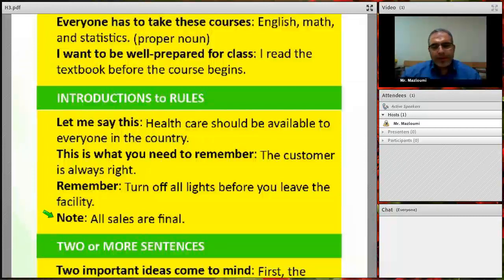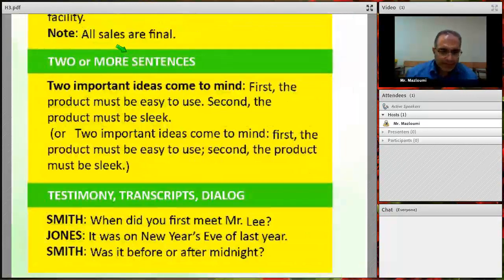Note, all sales are final. Note, pay attention. I'm going to introduce a rule. So what is the rule? All, capital A, all sales are final. Final, everyone, when something is final, it cannot and will not be changed. Yeah, it is fixed. So it is not going to be changed. Yeah, they are final.